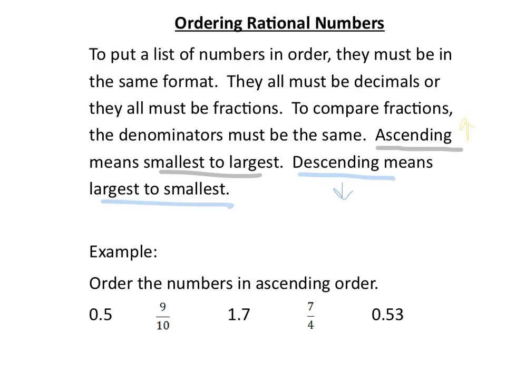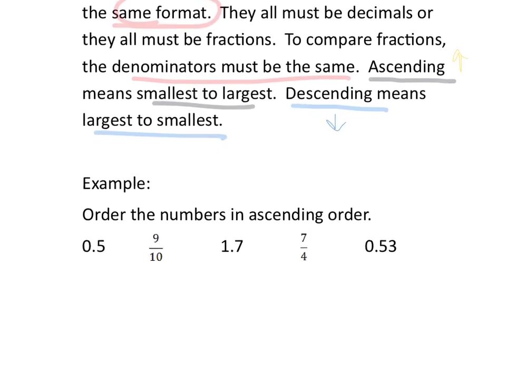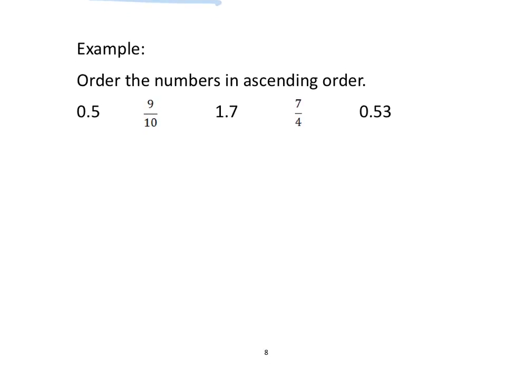So the biggest thing to putting numbers in order is that they have got to be the same format. You cannot compare them if they're not in the same format. Meaning they've all got to be fractions or they've all got to be decimals. The thing to note about making them all fractions is that the denominators have to be the same. This is the main reason that putting them in decimal format typically tends to be a little bit easier.